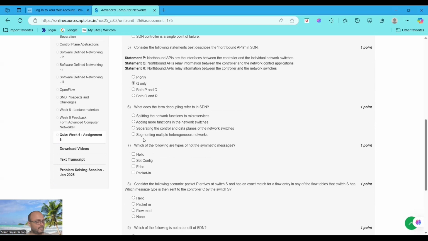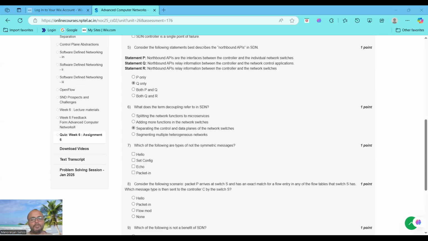Moving to question number 6. What does the term decoupling refer to in SDN? Decoupling means separating the control and data planes of the network switches. So the answer is option C, separating the control and data planes of the network switches.